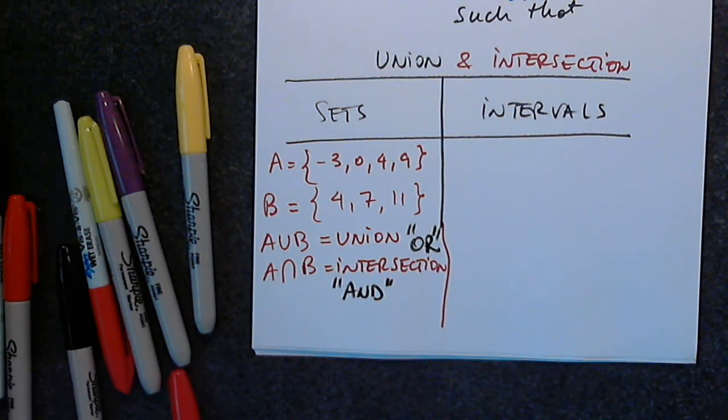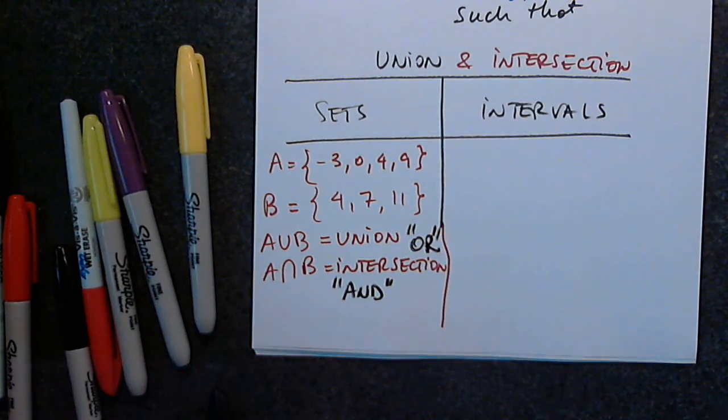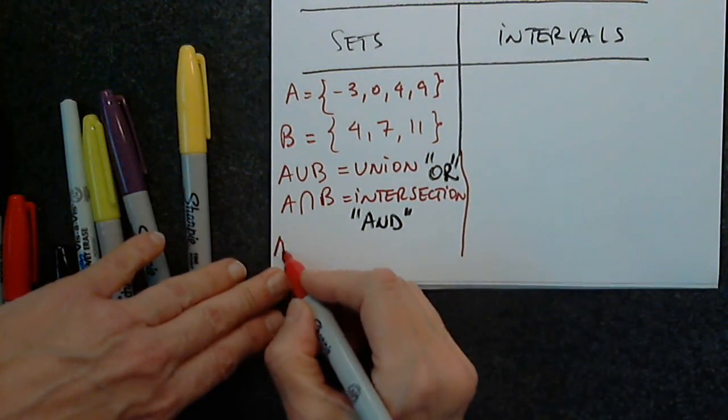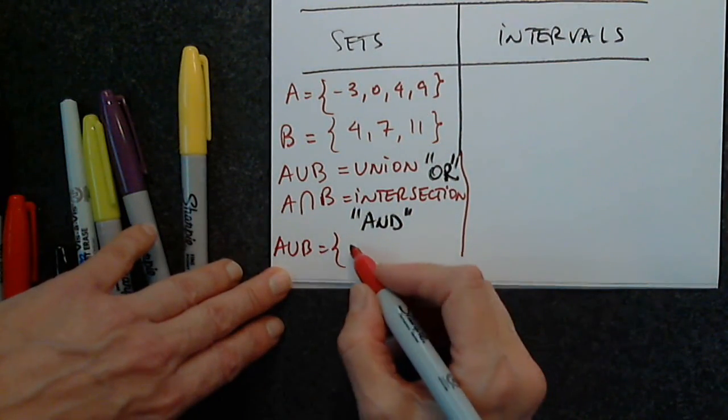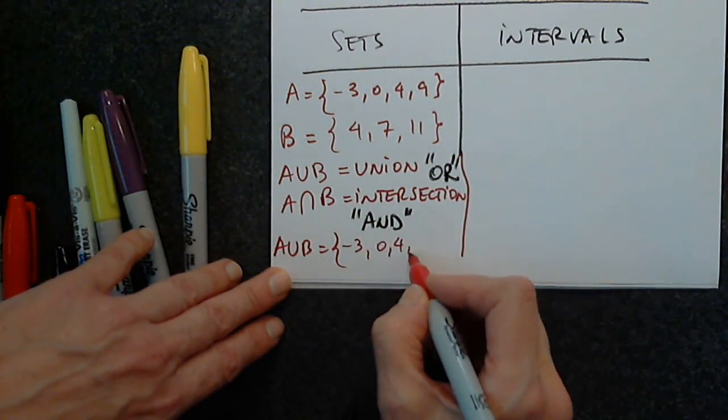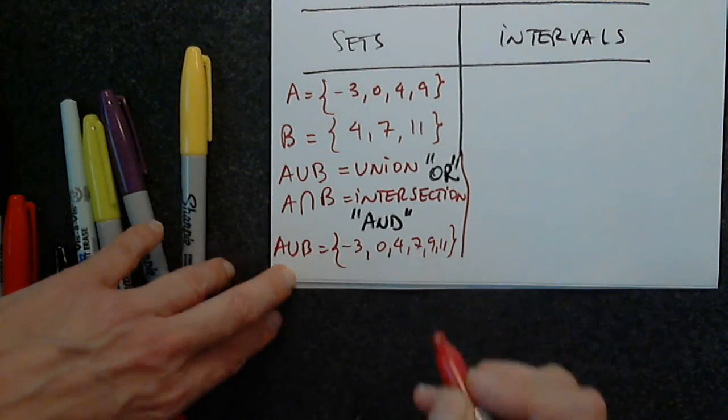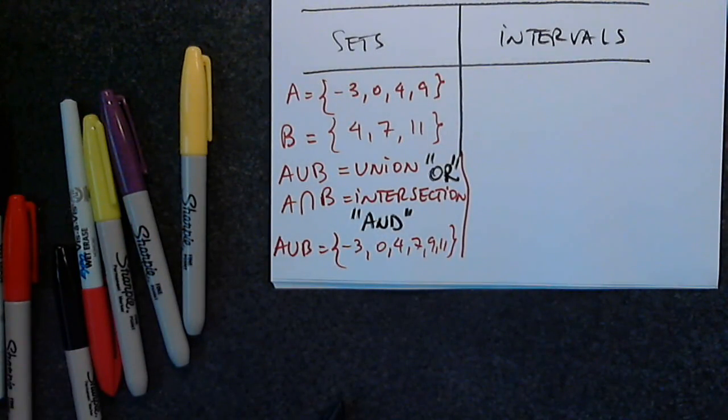So then the union will be -3, 0, 4, 7, 9, 11. So that's the union. Everything put together, written only once. So let's write it. A union B, again a brace, you have to use braces. And I list everything in the correct order, listing them only once. So this will be the union of these two sets.